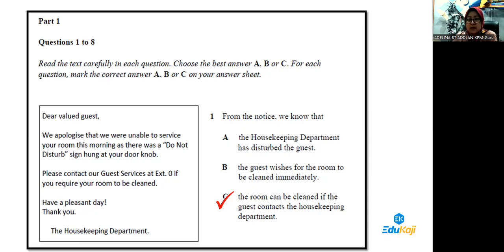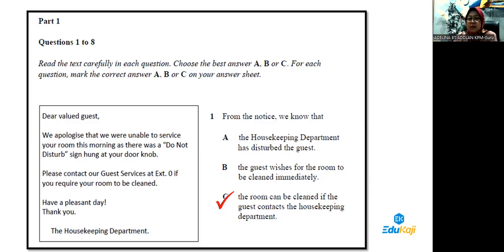You look at answers A, B, and C. A, the housekeeping department has disturbed the guests. Does it mention anything about disturbing? No, they are apologizing for not being able to clean the room. B, the guest wishes for the room to be cleaned immediately. What did the first paragraph mention? It mentioned the do not disturb sign was hung at your doorknob, meaning that the guests were not expecting their room to be cleaned. And C, the room can be cleaned if the guest contacts the housekeeping department. So straight away you can see that the answer is C.